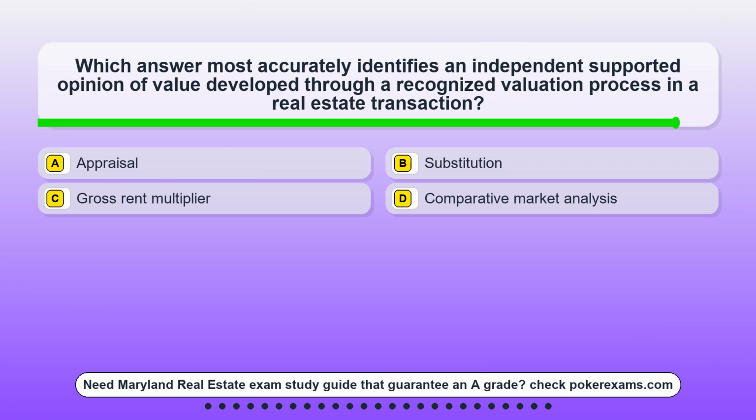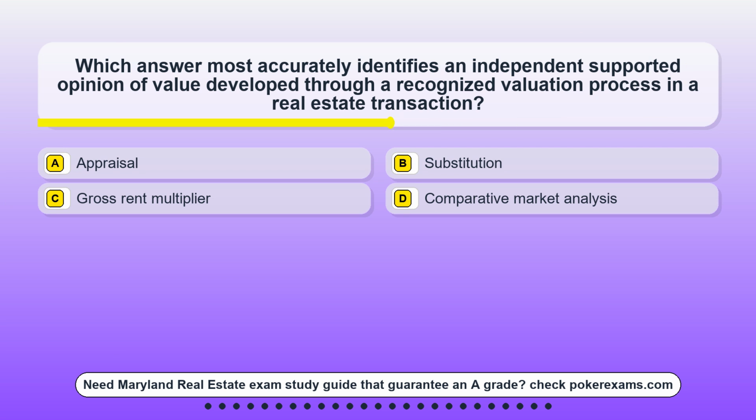Question 7. Which answer most accurately identifies an independent supported opinion of value developed through a recognized valuation process in a real estate transaction? Option A. Appraisal. Option B. Substitution. Option C. Gross rent multiplier. Option D. Comparative market analysis.